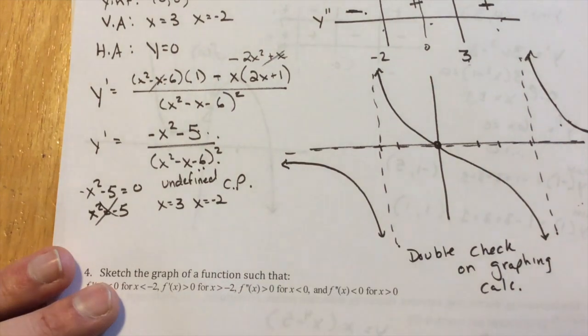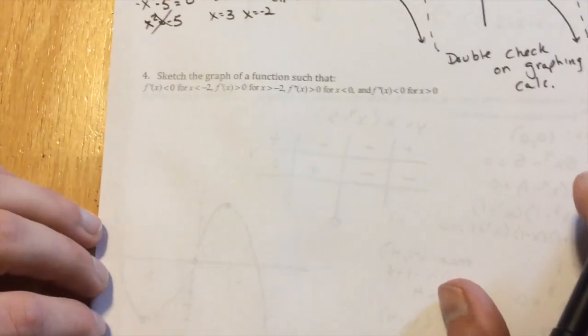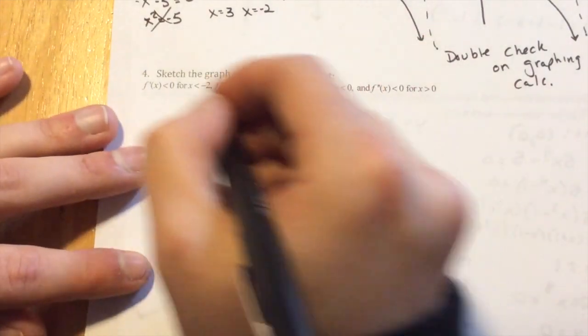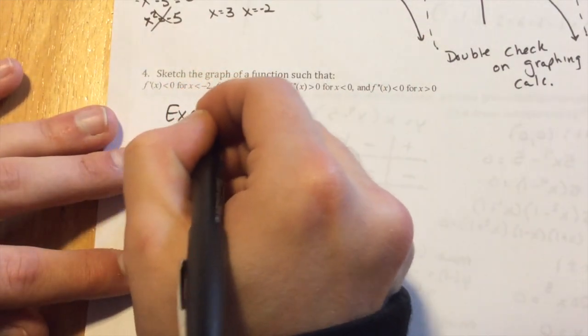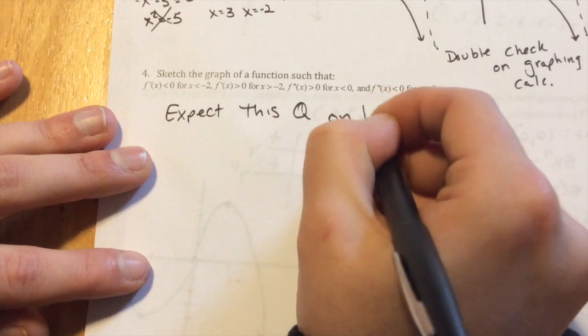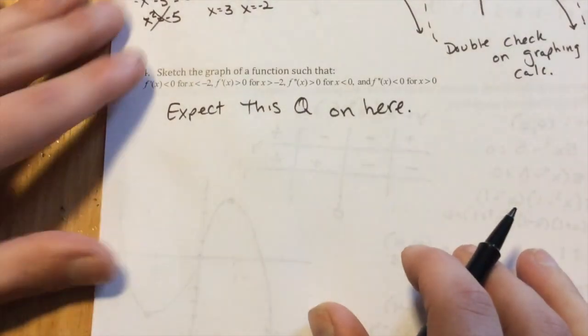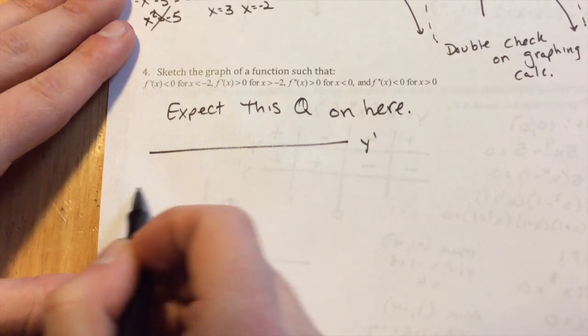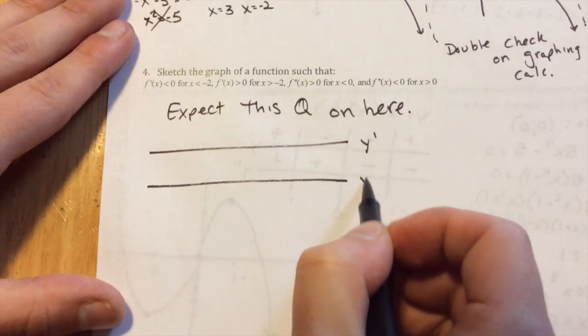These ones are more challenging. I want you to be able to find this type of information. Last bit. I like these. Expect this question on there. So, what I'm asking you to do is basically make your sign charts from the information.